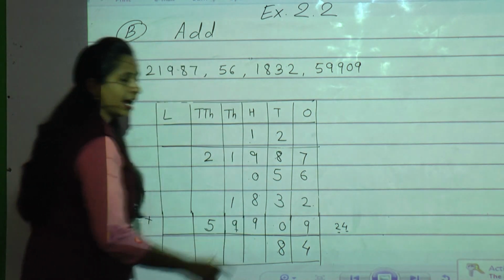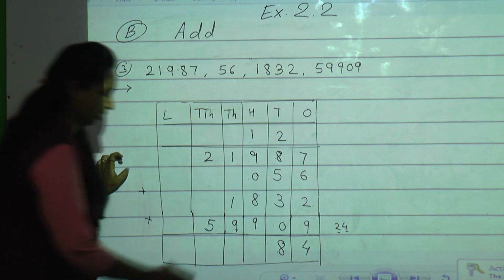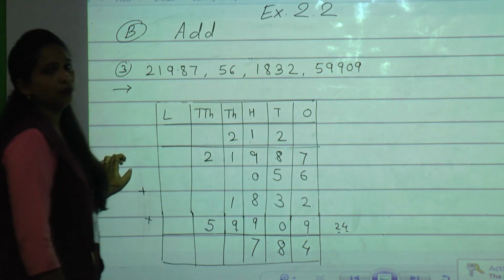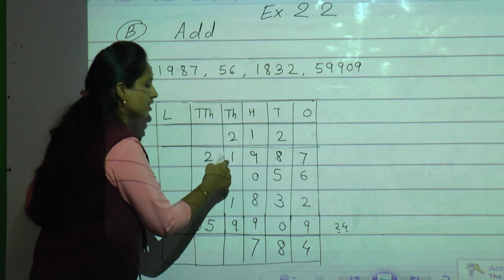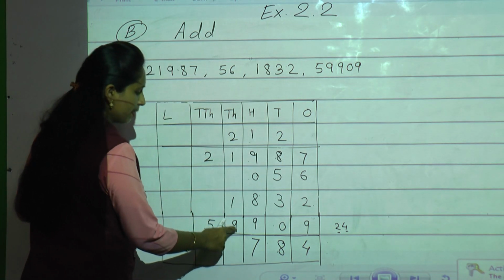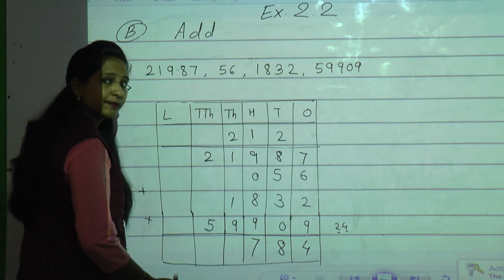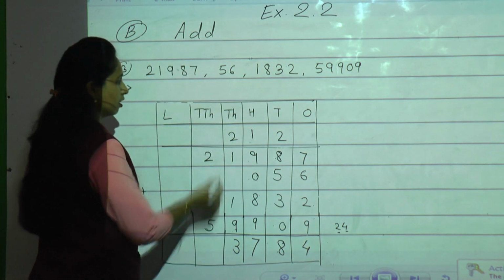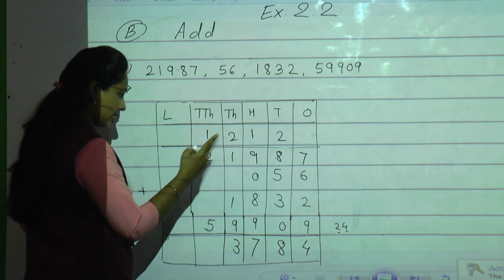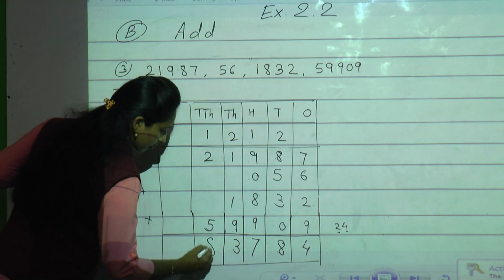Now 18 plus 9. Yes. 18 plus 9 is 27. So we will write 7 on the hundreds place. 2 we will carry to the thousands place. Now 2 plus 1 is 3. 3 plus 1 is 4. Now 4 plus 9. Yes students, think everyone. 4 plus 9 is 13. 3 we will write on the thousands place. 1 we will carry to the 10,000s place. 1 plus 2 is 3. 3 plus 5, yes, 3 plus 5 is 8.